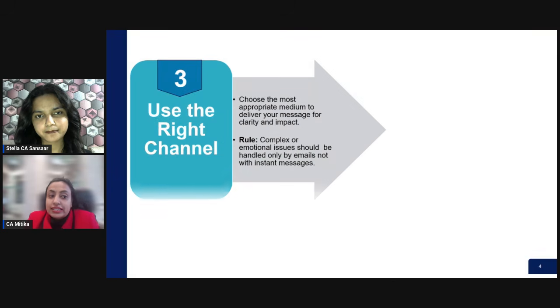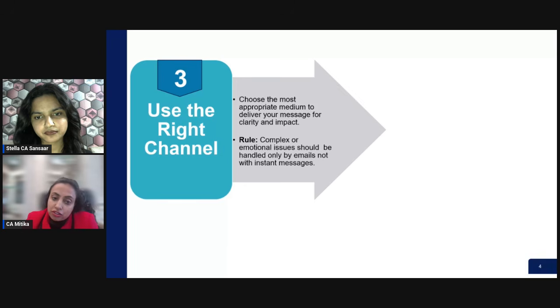Rule number 3 says: use the right channel. Remember the definition of communication: we have a sender, a recipient, a message, and the channel in which we want to send our message. So always use the right channel. How do we do that? Choose the most appropriate medium to deliver your message for clarity and impact. Always remember, complex and emotional issues should be handled only by emails, not by instant messages.